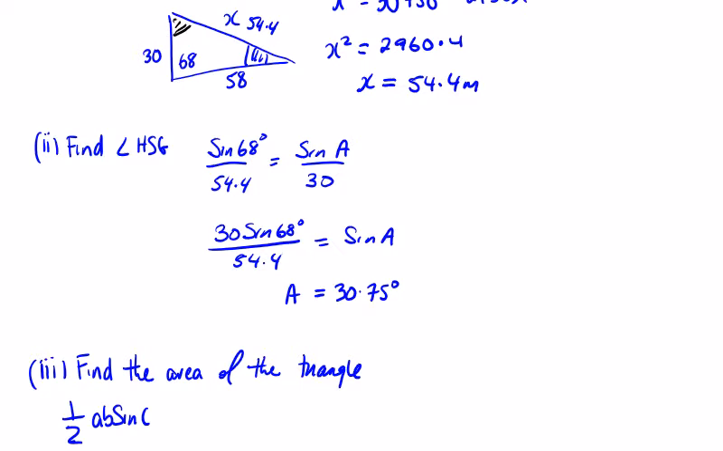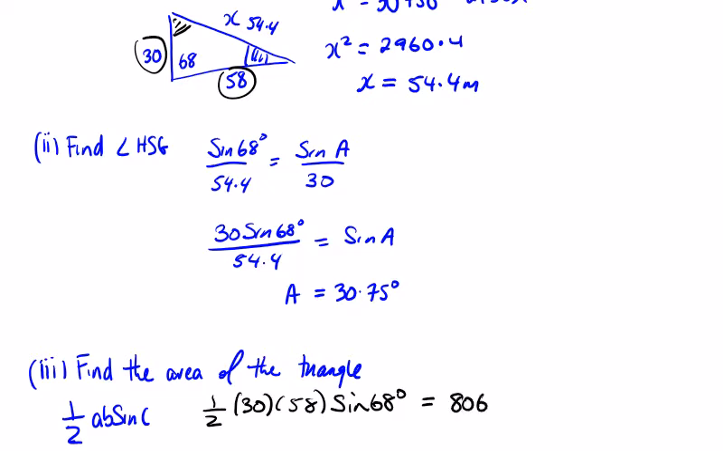So the area of a triangle is half one side by the other side by the angle in between them. So let's use the 30 and 58 and the sine of 68 degrees. So that will give me the area of the full triangle. Half 30 by 58 by the sine of 68 is going to give me 806.65, and that will be meters squared.